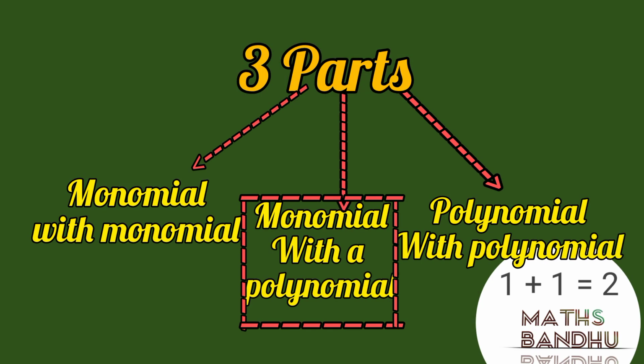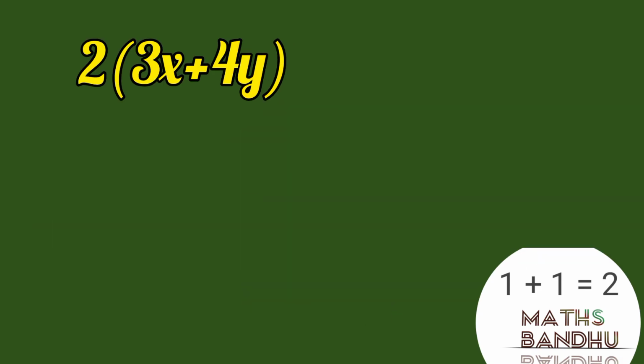Now moving on to the next type, a monomial multiplied by a polynomial, which would look somewhat like this. And believe me, this is one of the simplest forms of a monomial multiplied by a polynomial. There can be 3 terms, 4 terms, 5 terms, 6 terms, any number of terms inside the bracket. So let's start solving it. First of all, we take the number outside the bracket, which is 2 in this case. Then multiply it with the first term, that is 3x, which would give you 6x.